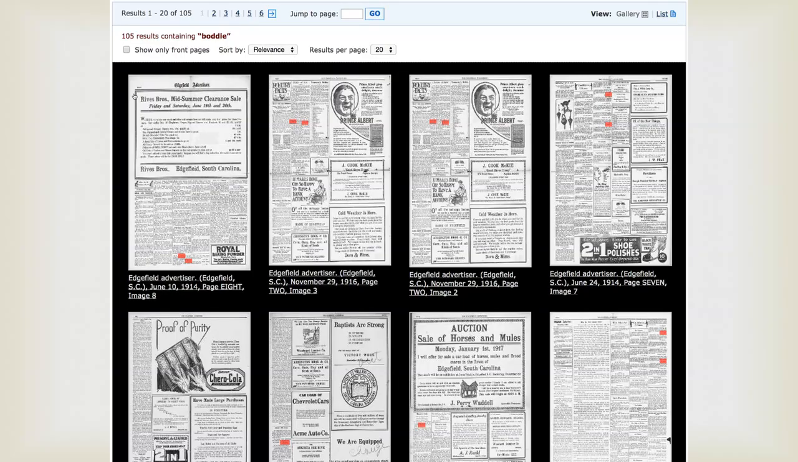Here's an example where I did a search on the name Boddie, B-O-D-D-I-E, and I'm actually looking at results in Edgefield, South Carolina, the Edgefield Advertiser, which was the newspaper published there over a period of time. And so I'm looking for any references to that surname. Those are going to be interesting to me. So I can see the images of the pages. I see I have 105 hits, which is very relevant, and I can start going through those and seeing what they actually have to say.